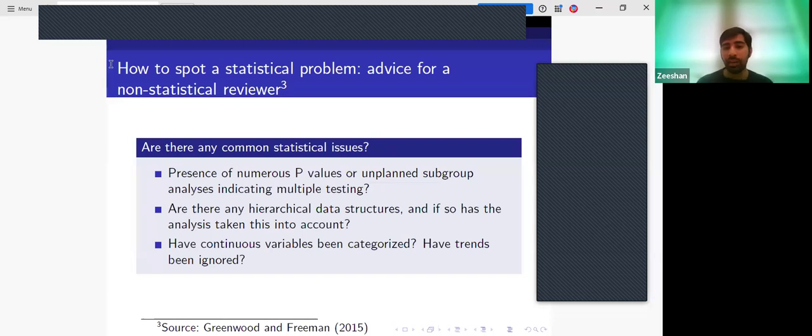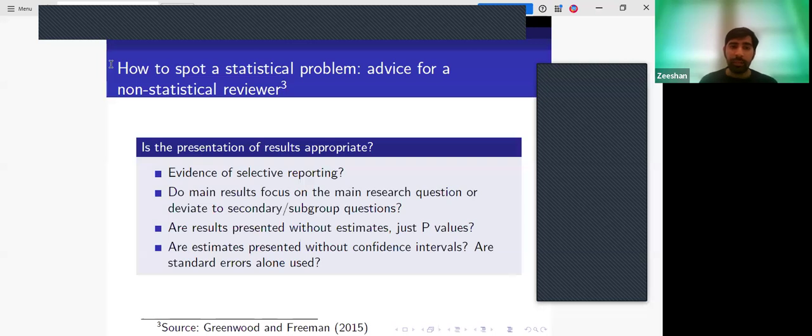So have continuous variables been categorized? Have trends been ignored? And sometimes it makes sense, sometimes it doesn't. For example, if you have a very large number of values and a very large range, in that situation we usually try to categorize continuous variables into groups. It all depends upon your research question, your aim, what you actually want to achieve at the end of the day, right? So you have to think about all those things.